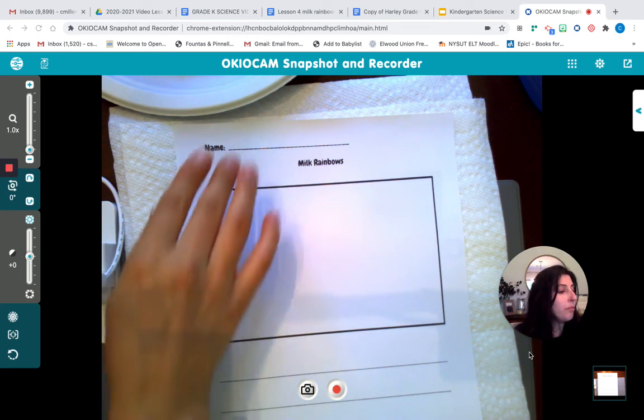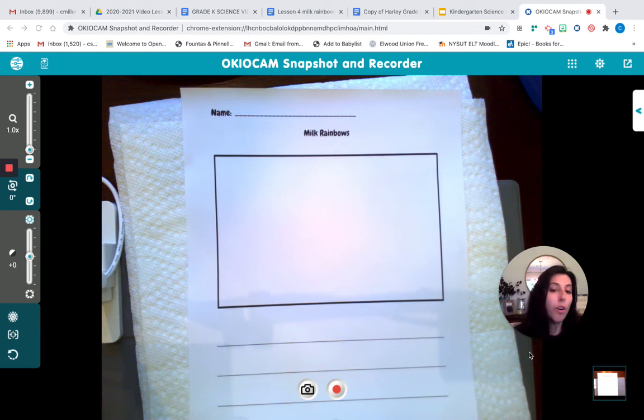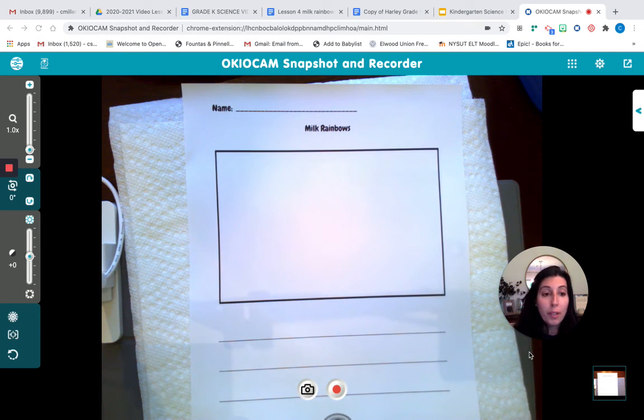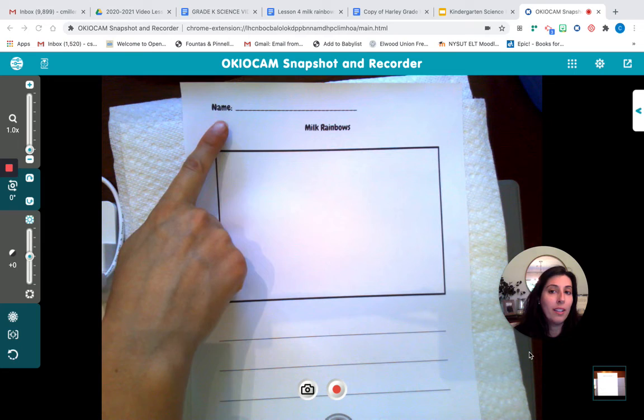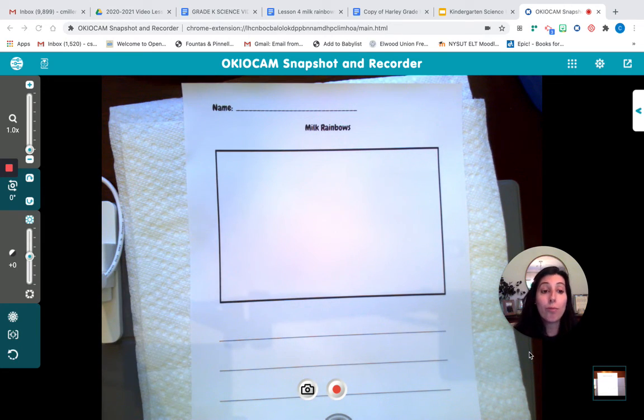So, I'm just going to show you what this sheet looks like. If you're at home, you'll find this in your Google Classroom. And if you're at school, your teacher will give it to you. The sheet is called Milk Rainbows. You're going to start, like always, first thing we do is always the same. We pick up our pencil and write down our name. So you'll start by writing your name.